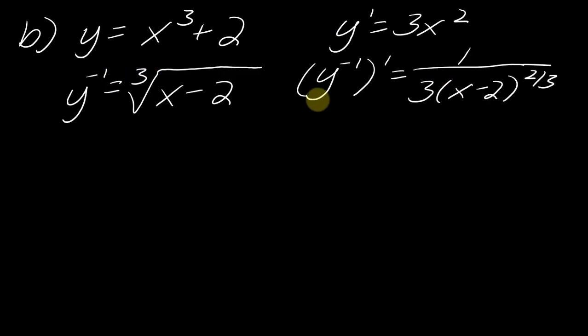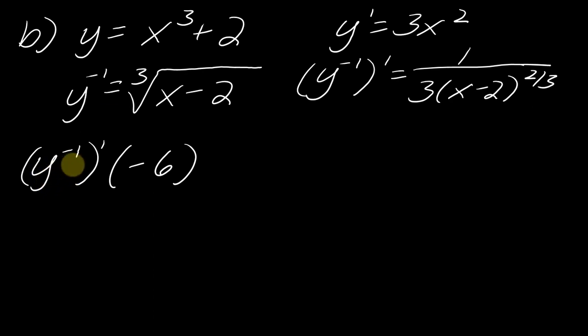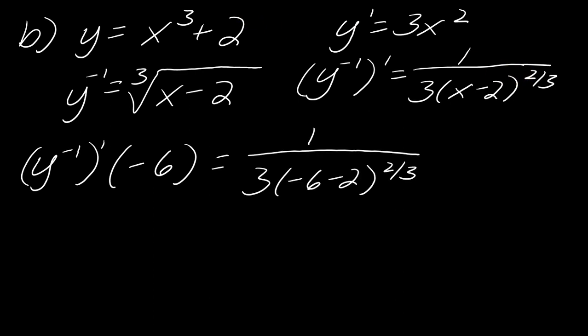So here was everything that we found, right? So here was my y, my inverse, and then the derivative of each. So same thing. In this case, I had the points -2, -6. So I'm going to take y inverse prime of -6. So I'm going to plug -6 into this guy here. And so if I go through and work this out, I've plugged in my -6.